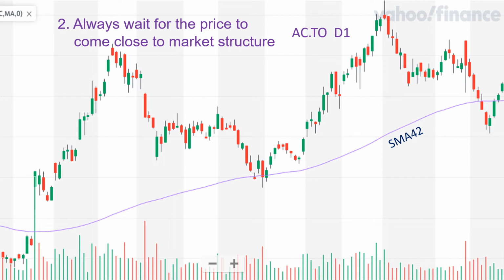The second thing to learn here is where is a good place to enter the trade. You should not enter the trade blindly, because let's say the direction of the trend is upward. You just blindly, somewhere around here, enter the trade because the direction of the trend is upward.